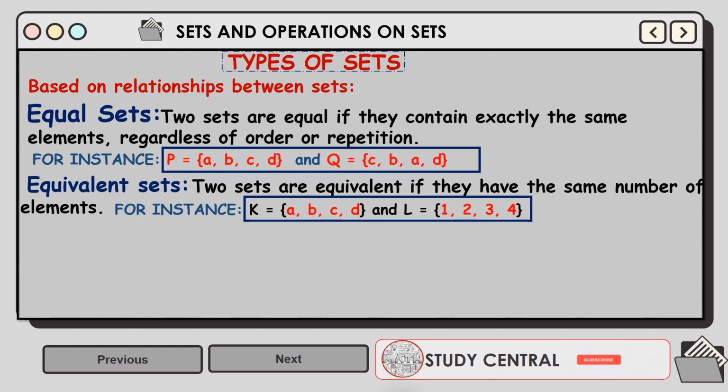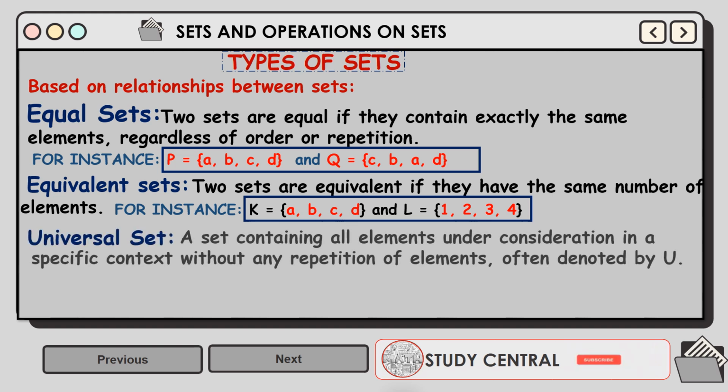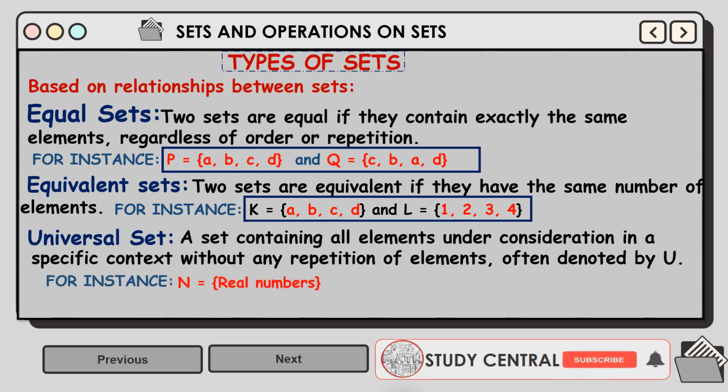The next type of set we want to talk about is a universal set. A universal set is a set containing all elements under consideration in a specific context with no repetition. For example, if we are considering sets of numbers, the universal set could be the set of real numbers.